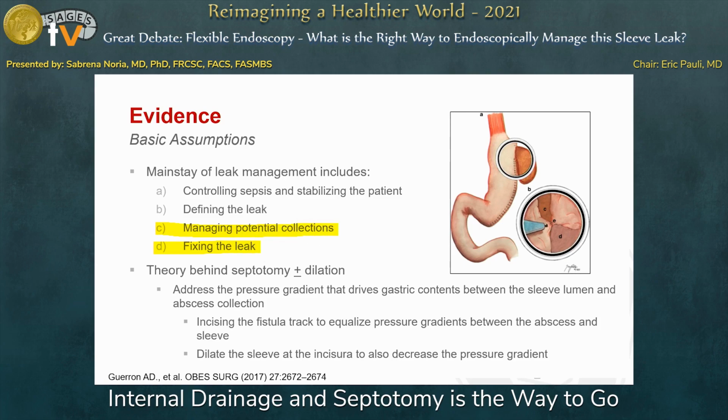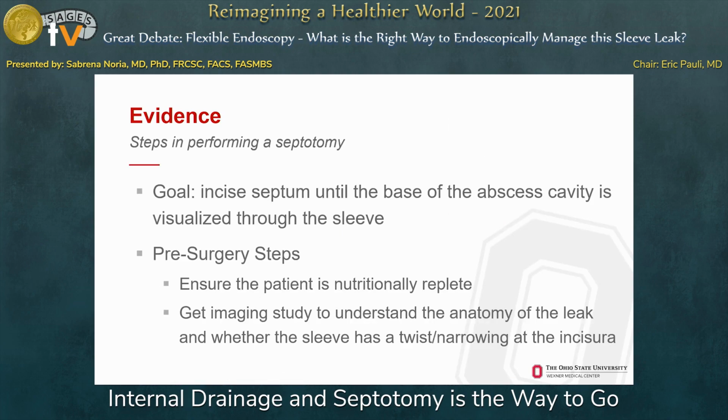So septotomy plus or minus dilation can manage the potential collection and fix the leak at the same time. So how do we do it? The goal is to incise the septum until the base of the abscess cavity is visualized through the sleeve. Initially, you have to ensure your patient is nutritionally replete and get imaging studies to understand the anatomy. An upper GI swallow works pretty well, not only to understand the anatomy of the leak, but also the anatomy of your sleeve. Where's the twist? Where's the narrowing?